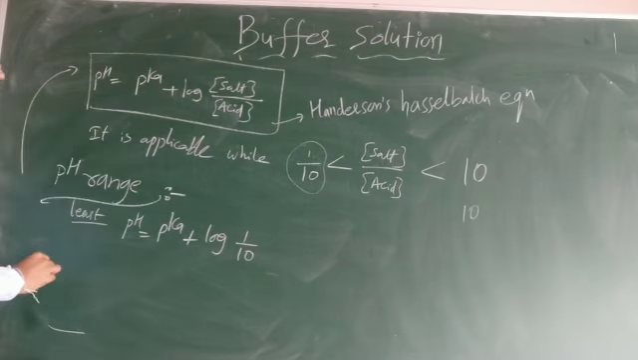pH value increasing means it has diluted. How many times diluted? For the pH to increase by 1, how many times is it diluted? 1 time, 2 times, 5 times, 10 times? It is 10 times diluted.